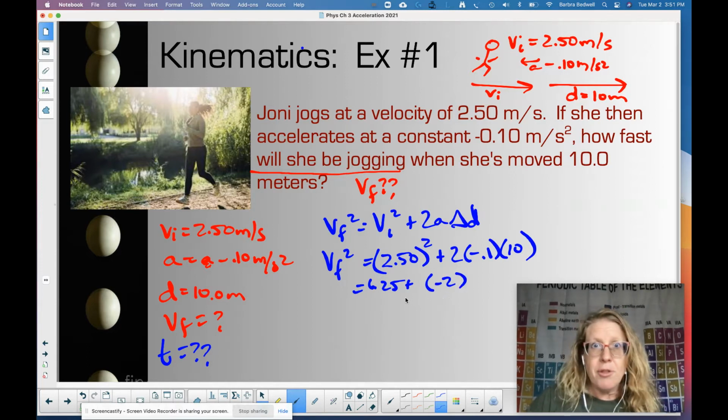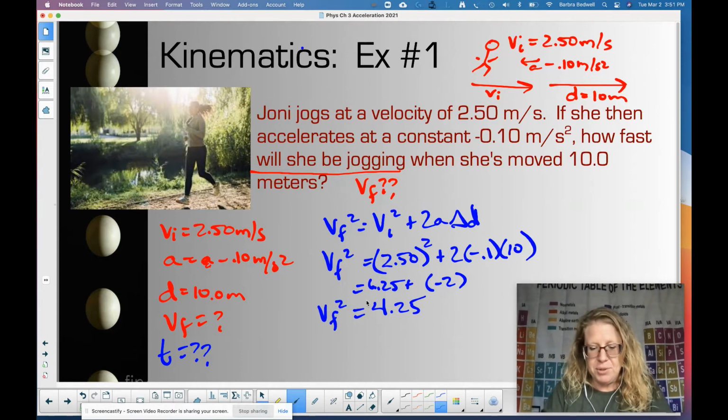Negative signs are the other big thing that students do wrong all the time in here. They forget to square things, they drop those, and then they drop the negative signs. It's important. Remember, they're going opposite directions. That's critical for us. So 6.25 plus negative 2 is 4.25, which is going to be VF squared.